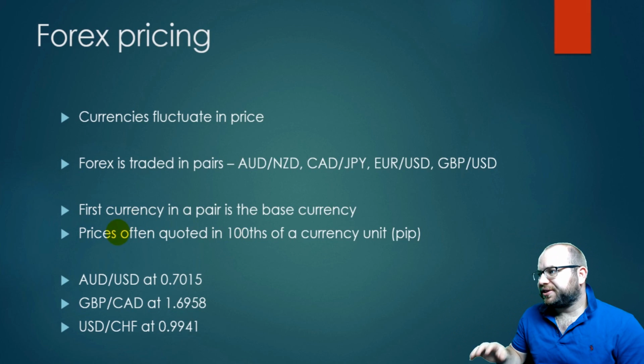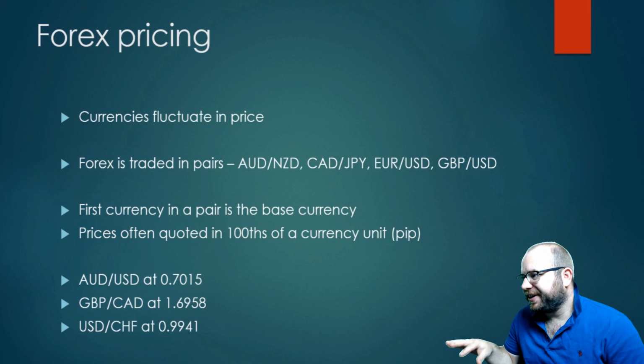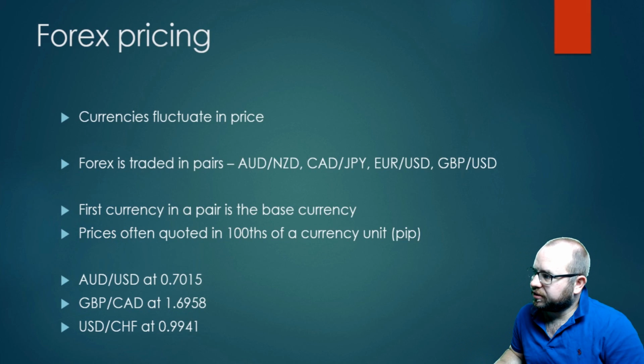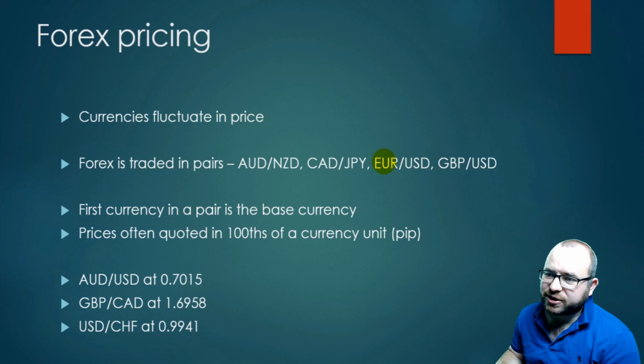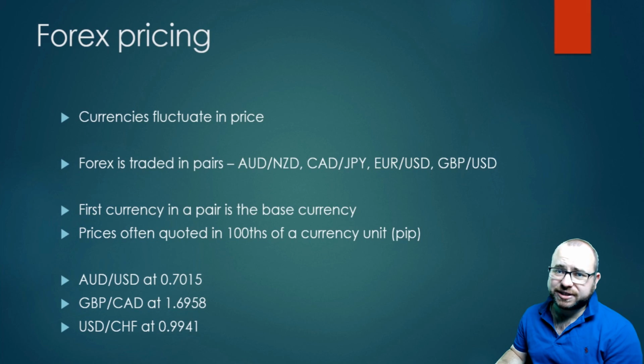So the first currency in a pair is the base currency. Looking at these pairs up here, Australian dollar, New Zealand dollar, the first currency here is the Australian dollar, so that's the base currency. If we look at the other pair, euro, US dollar, the euro is the first currency, so that is the base currency.